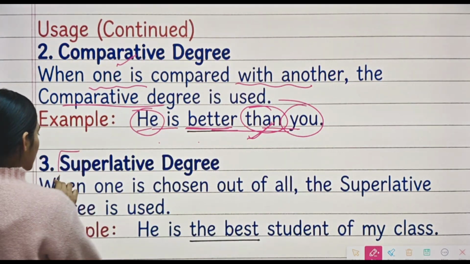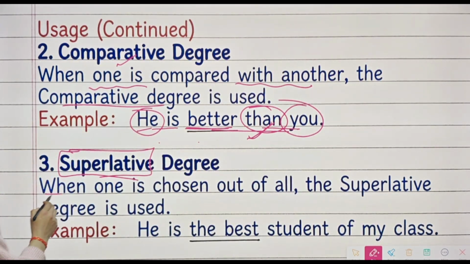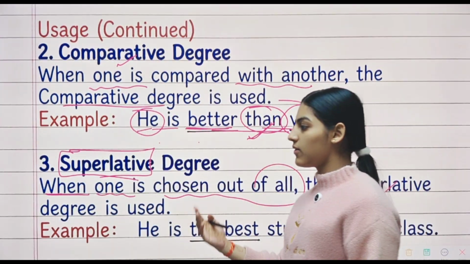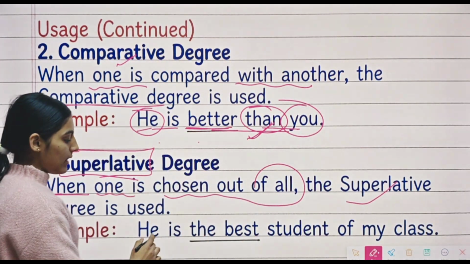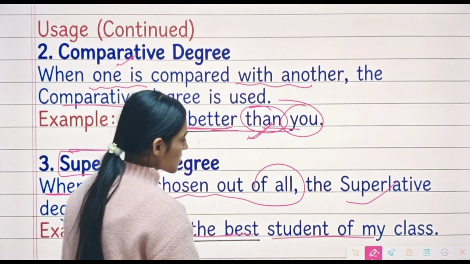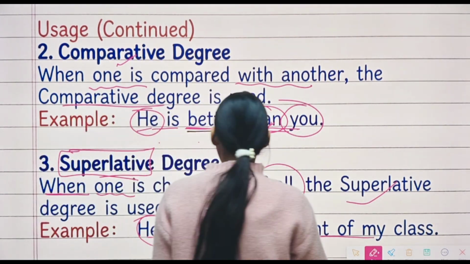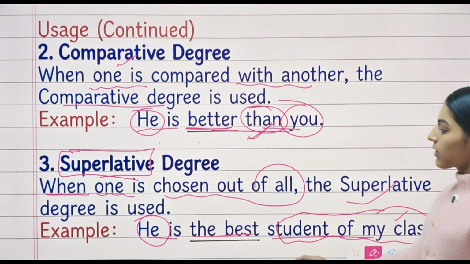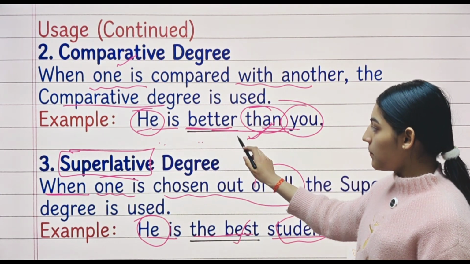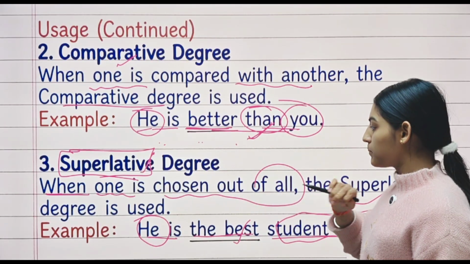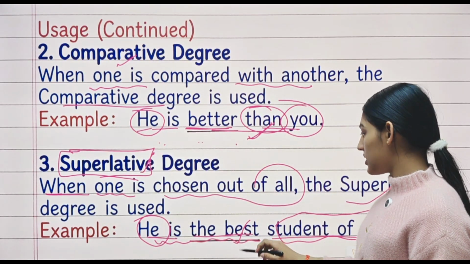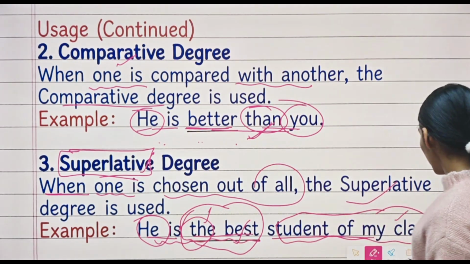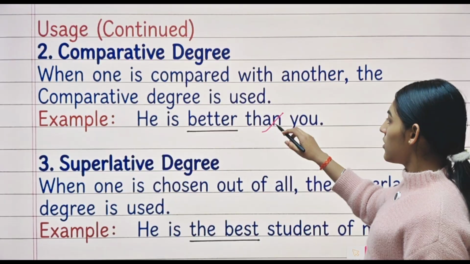Then we have the superlative degree, the third one in adjectives. When one is chosen out of all, more than 2, the superlative degree will be used. For example, he is the best student of my class. So he is being chosen out of all the students in the class, so we will use best. Good, better, best is used in superlative degree. So he is the best student. Here the is being used in superlative degree, whereas in comparative we use than.